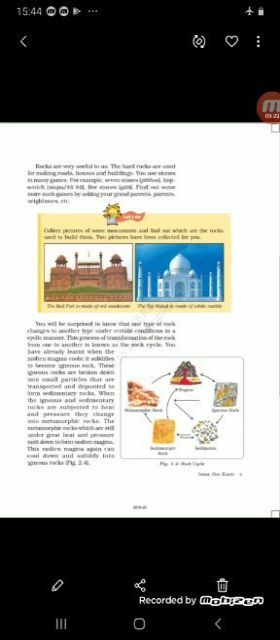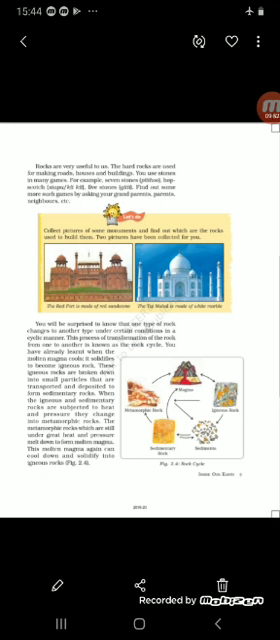Collect pictures of some monuments and find out which rocks are used to build them. 2 pictures have been collected for you. The Red Fort is made of red sandstone. The Taj Mahal is made of white marble. These are the pictures of 2 monuments. There are many monuments in India made of different kinds of rocks.